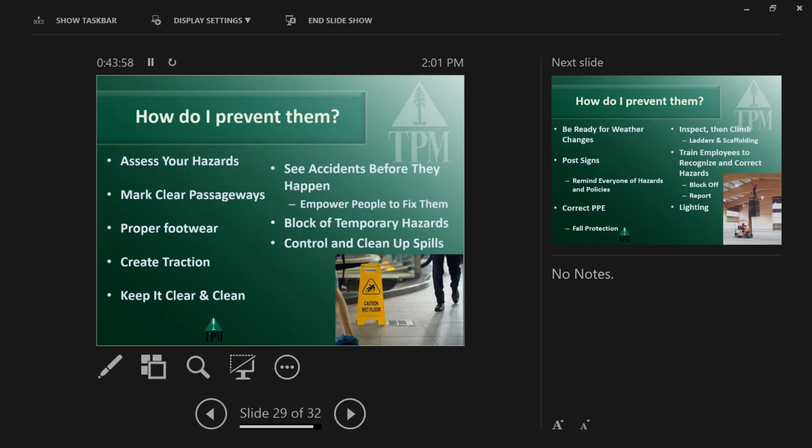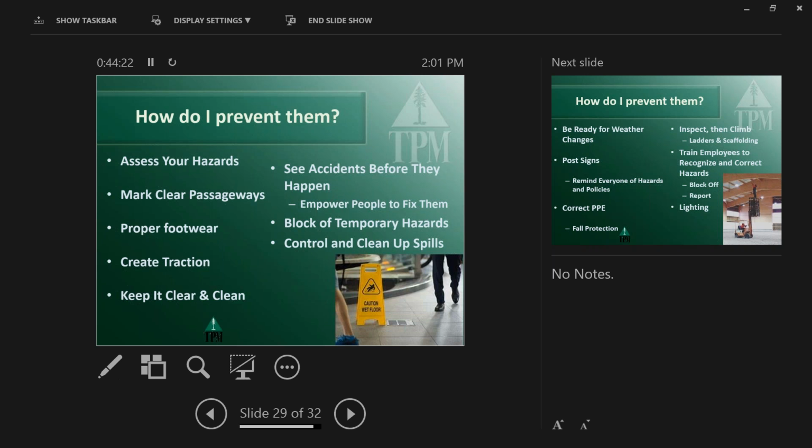And you can start with your safety committee, you can start with managers, you can start wherever you want. But have your people understand that the expectation is that we need them to fix things when they find them, or at the very minimum, block off the temporary hazards so somebody's not going to blindly walk along and get hurt. We all should have a spill response plan.